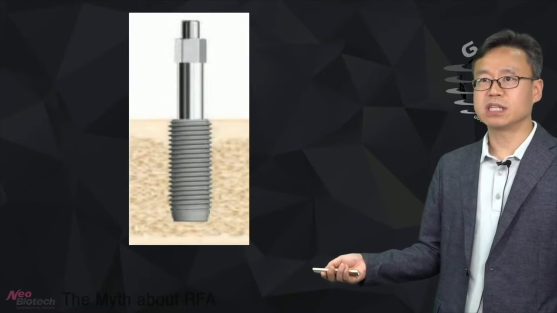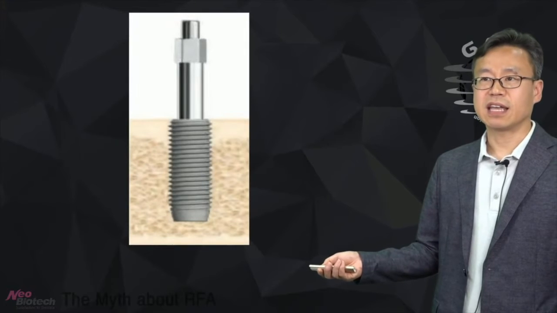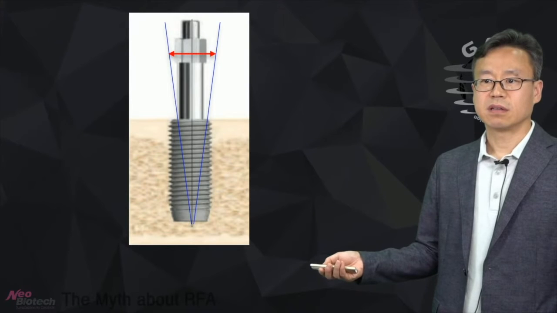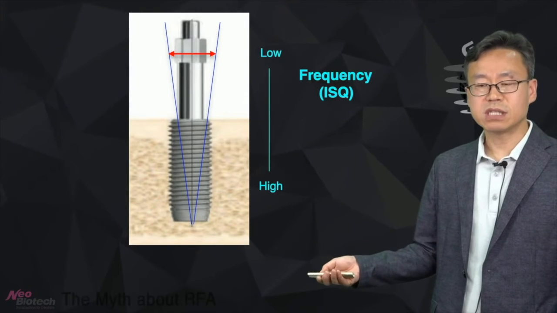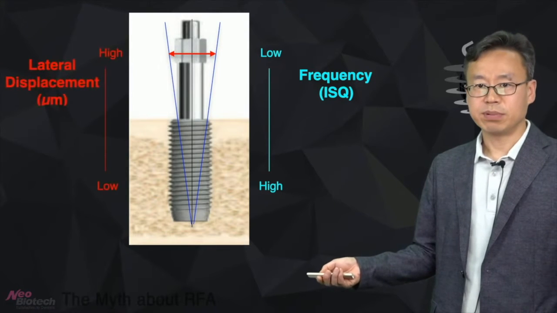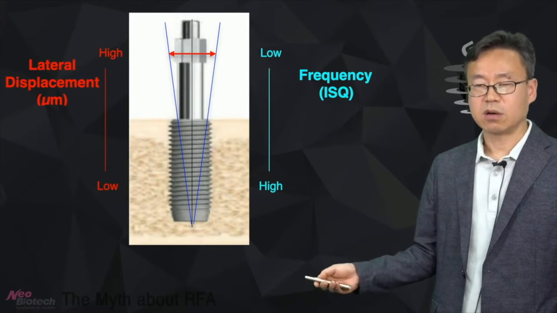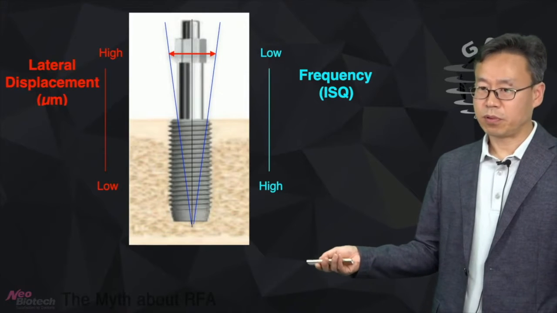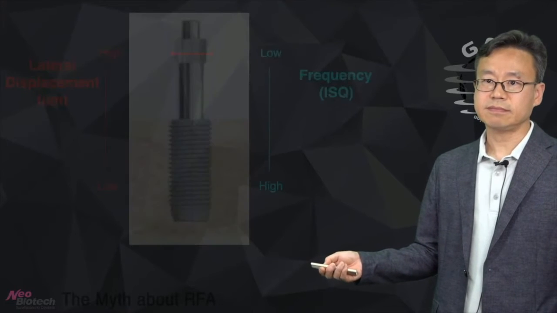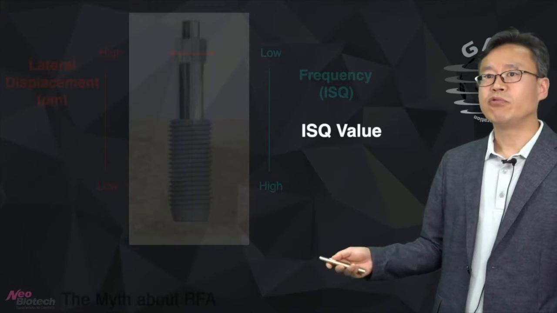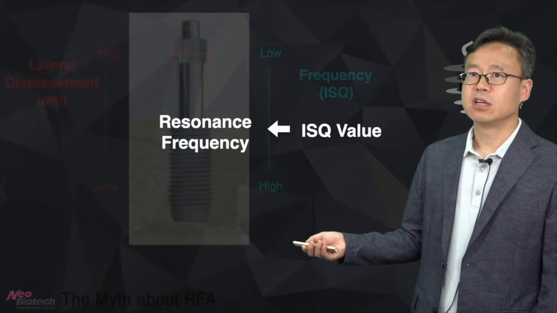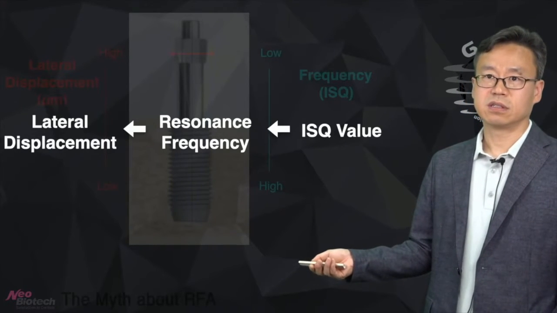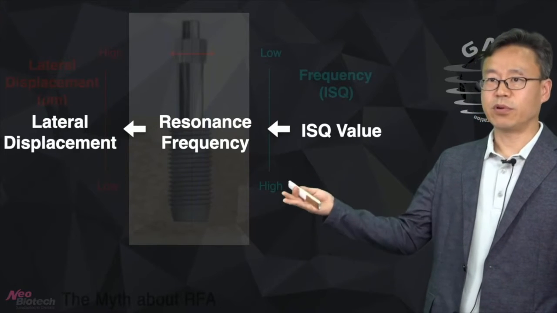And if we know the frequency, we can calculate the amplitude or the micromotion, I would say. So when we know the frequency, we can calculate the amplitude or the displacement or the mobility. They are inversely proportional to each other. So when we get a certain ISQ value, we know the frequency, and we can calculate how much the object moves. This sounds great up to this point.